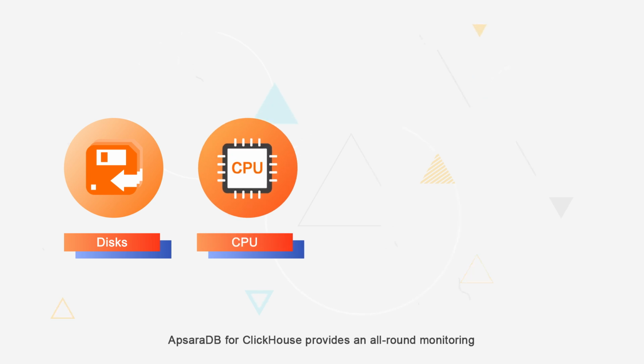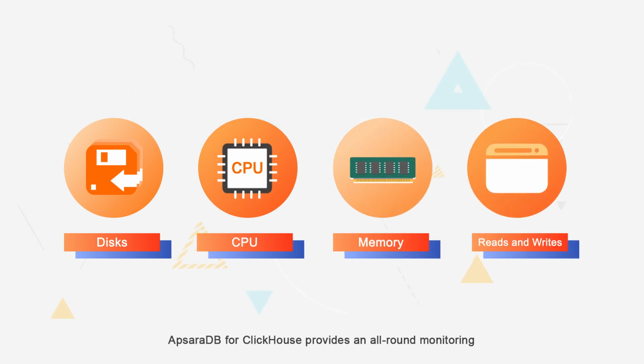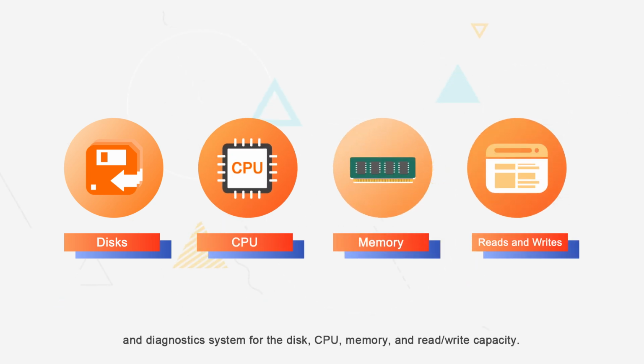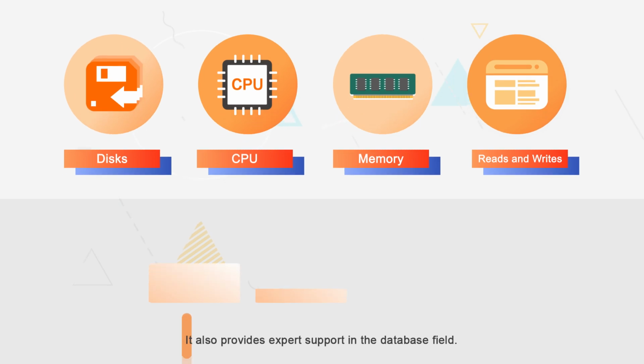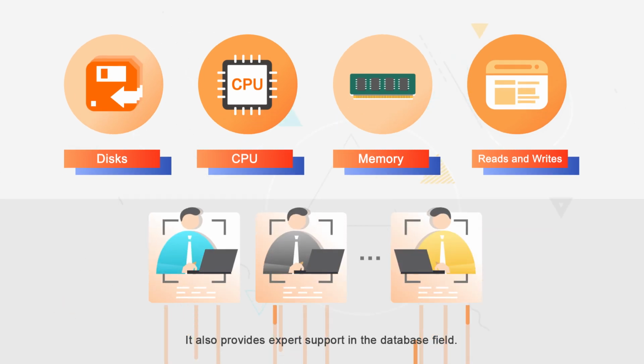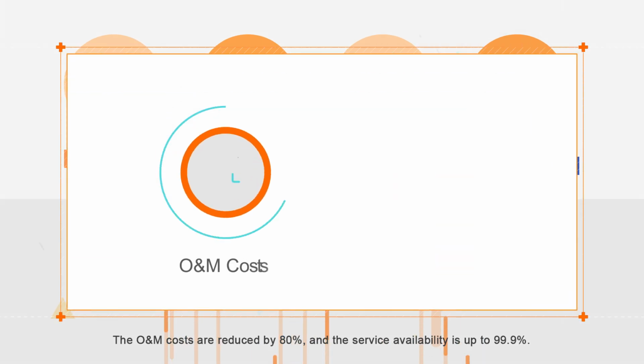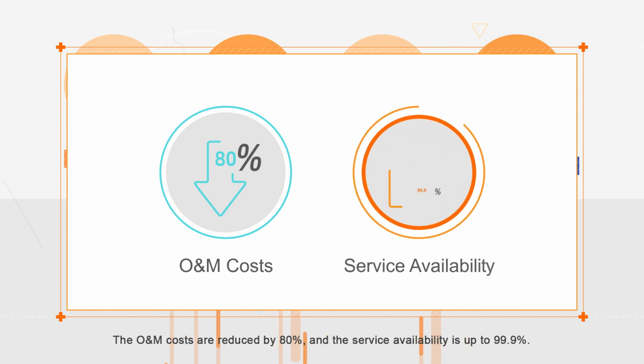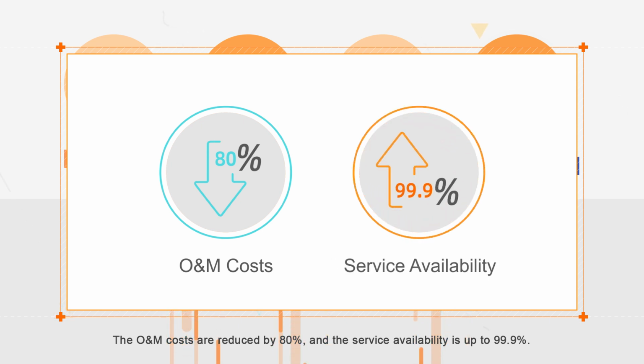ApsaraDB for ClickHouse provides an all-round monitoring and diagnostic system for the disk, CPU, memory, and read-write capacity. It also provides expert support in the database field. The OM costs are reduced by 80%, and the service availability is up to 99.9%.